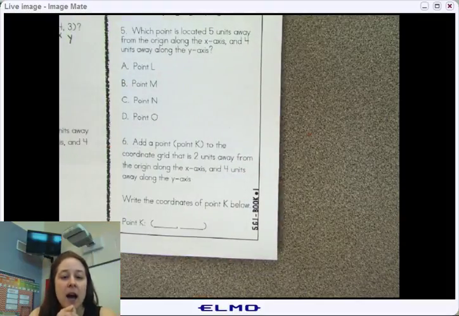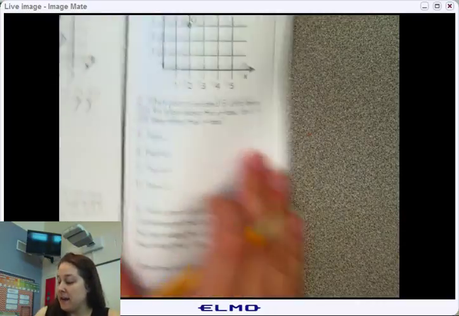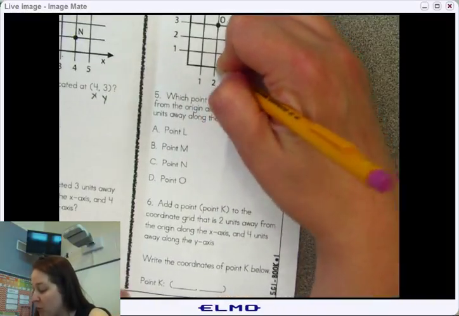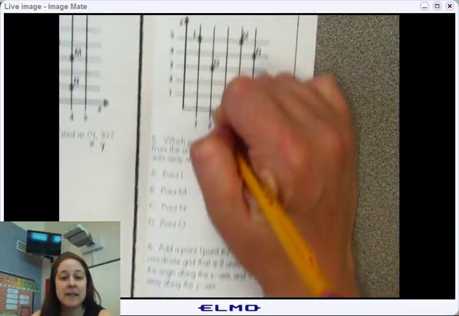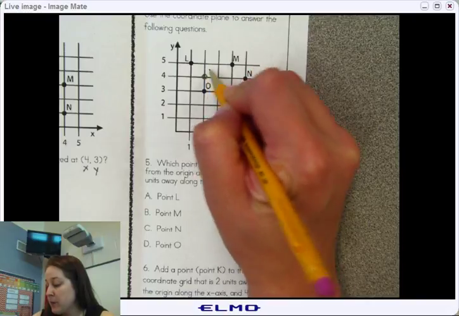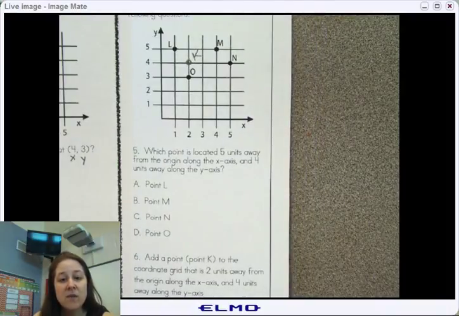Number 6. Add a point K to the coordinate grid that is 2 units away from the origin of the x-axis and 4 units away to the y-axis. So 2 units away from the origin of the x-axis, so I have to go over 2, right? And then it wants me to go 4 units away from the y-axis. So I go over 2 and then I go up 1, 2, 3, 4, and this would be my K. And now I would like you to write in the coordinate points for this letter. So if you'll take a moment and put in those coordinate points into your Edpuzzle.